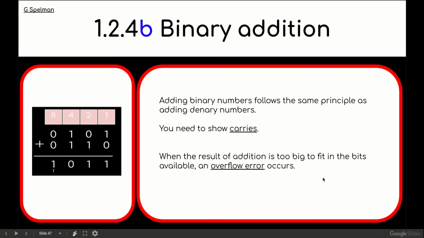So, what have we learned in this video? We've learned that adding binary numbers follows the same principle as adding denary numbers. It's very important to show carries. And we've also learned that when the result of addition is too big to fit in the bits available, an overflow error occurs.